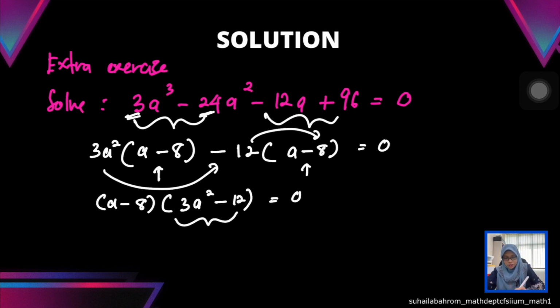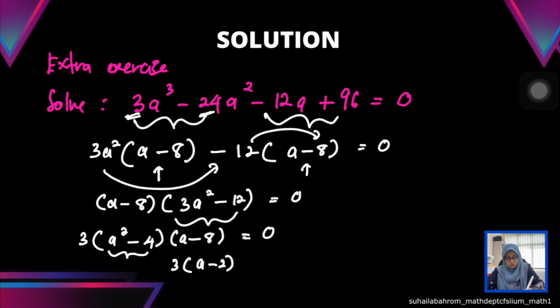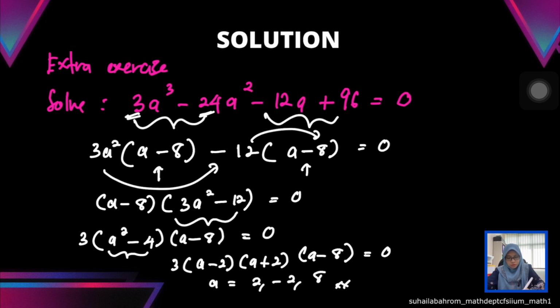So for this 3a squared minus 12, you can actually factor out 3, so you will get 3 times a squared minus 4, and then a minus 8 is equal to 0. Again, a squared minus 4 you can still factorize, so you will get 3, a minus 2, a plus 2, and a minus 8 is equal to 0. Therefore, the final answer: a is equivalent to 2, negative 2, and 8. This 3 is just a constant, so what is left is only a is 2, negative 2, and also 8.